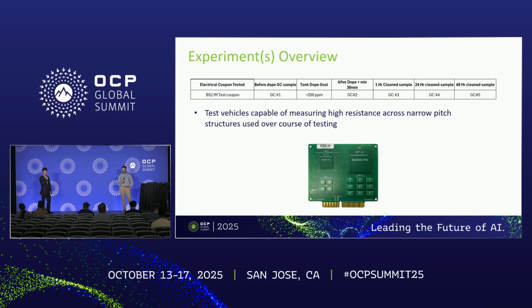We opted to take multiple samples of gas chromatography over the course of testing, so a baseline in the 3-gallon test tank at GC1, doped the tank at roughly 200 parts per million, allowed it to mix for 30 minutes, and sampled again at GC2, and then initiated the closed loop distillation and took samples at 1 hour, 24 hours, and 48 hours.